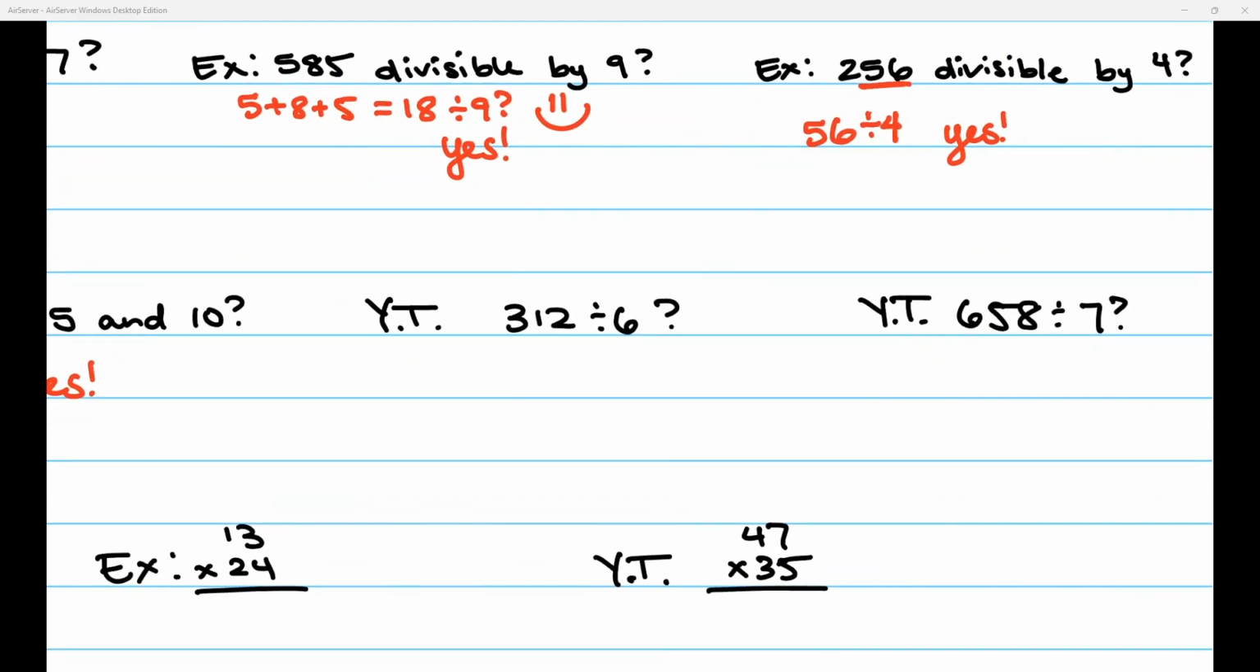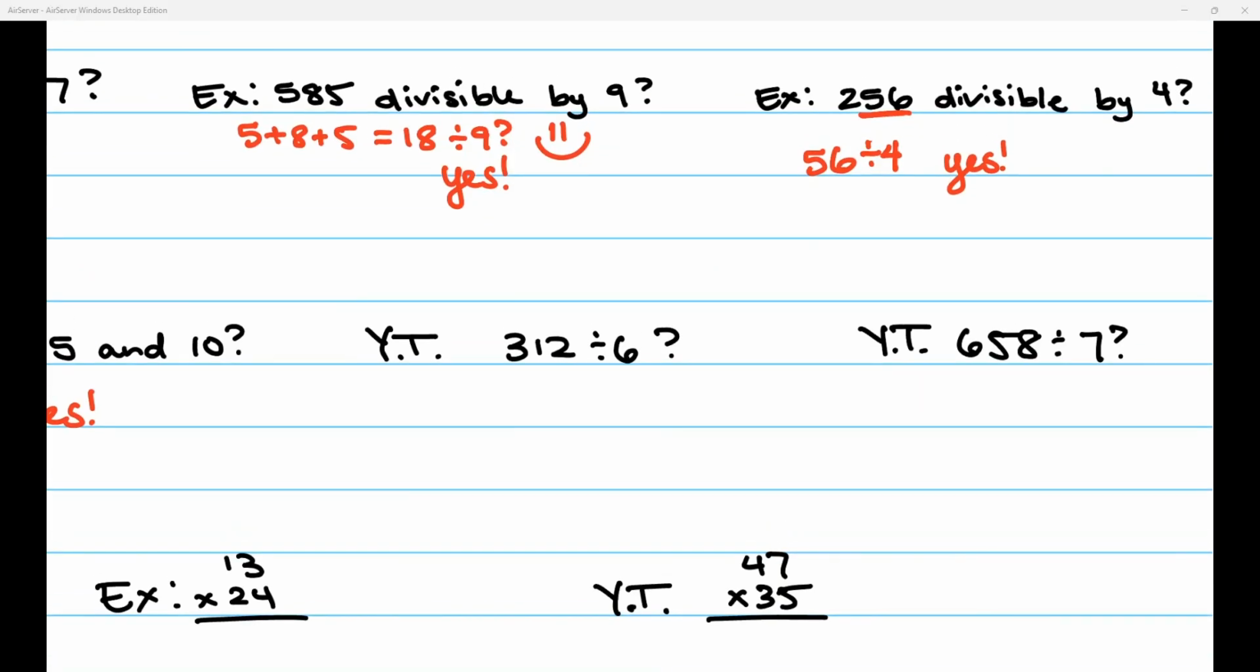Here are a couple of you tries. Go ahead and press pause on the video. I want you to try to see if it's divisible by 6. Remember, the rule for 6 is it needs to be divisible by 2 and 3. Try the next two problems on your own. I'm going to assume you already did that and just go over the answer.